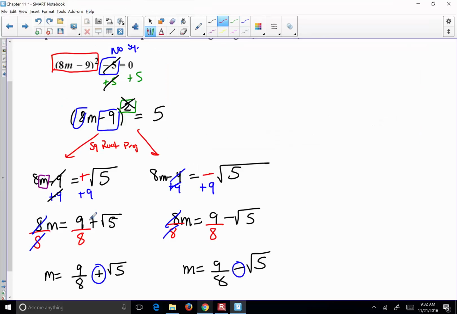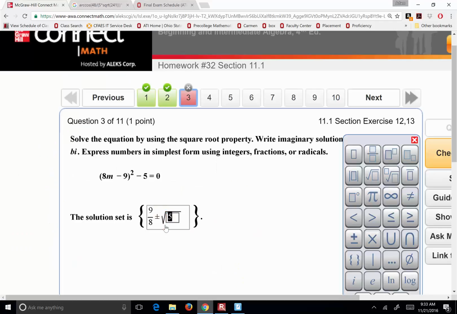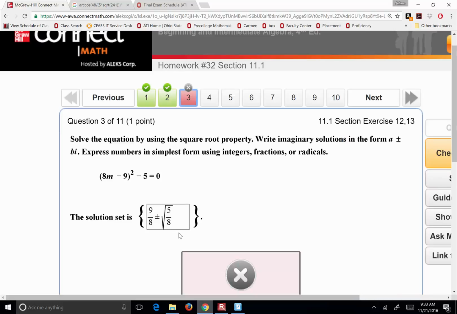Yeah, here's the mistake. When you're dividing both sides by a number, this 8 not only divides 9, but also it divides root 5. 9 and root 5 are both divided by 8. So I need to put this 8 underneath this guy as well. That's the mistake, not the plus minus. Am I right? Still wrong. Where did I mess up again?